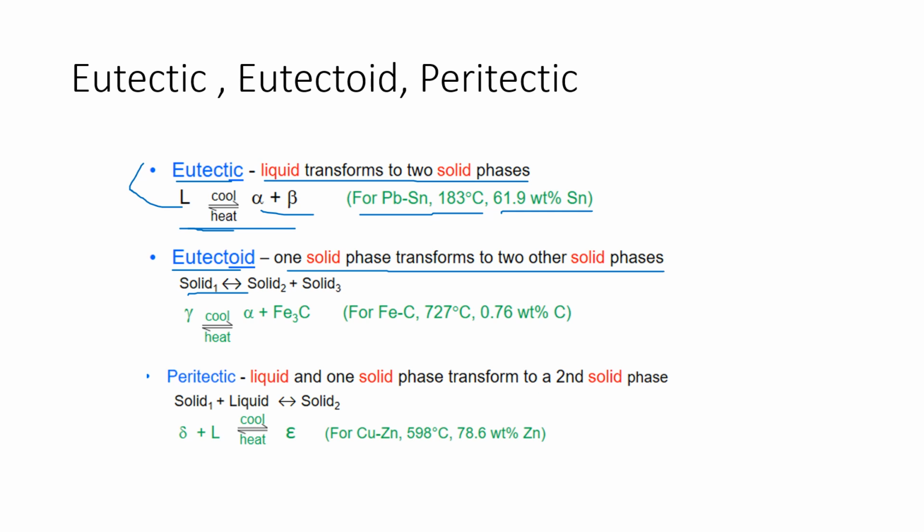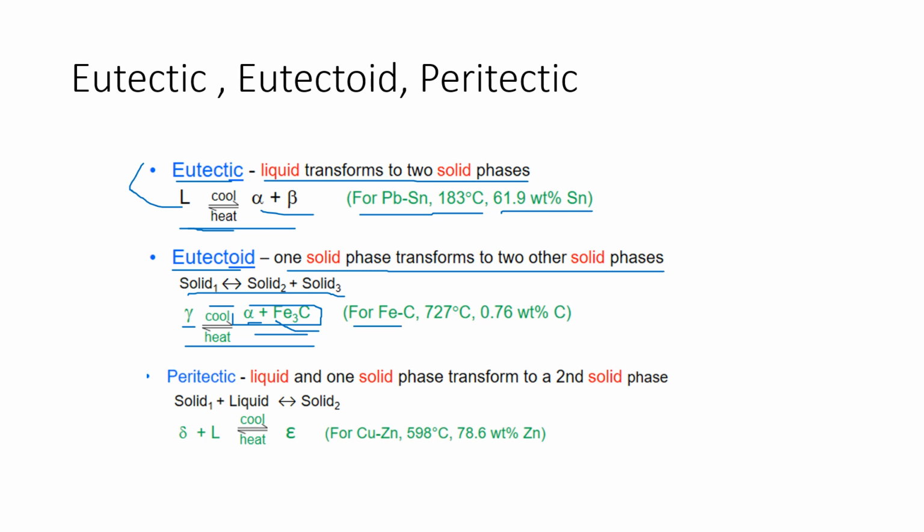The schematic reaction is this one: solid 1 transforms to solid 2 and solid 3. The practical reaction can be written as gamma, by cooling, will be transformed to alpha plus iron carbide, or when the alpha particles plus iron carbide are heated, we can get back the solid one. When these two solids are combined and heated, or when this solid is cooled down, two other solids are formed.